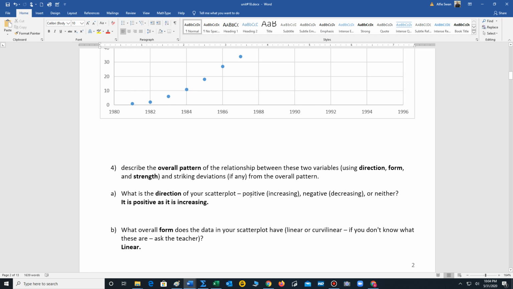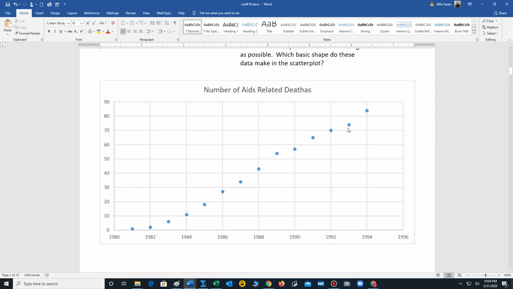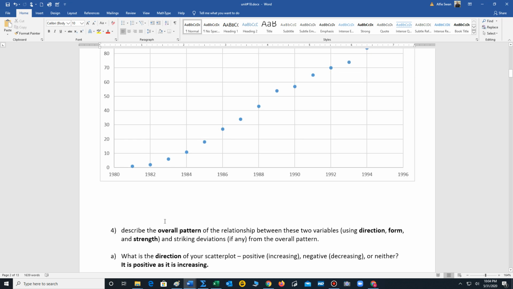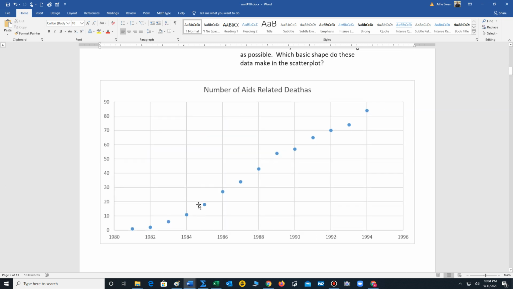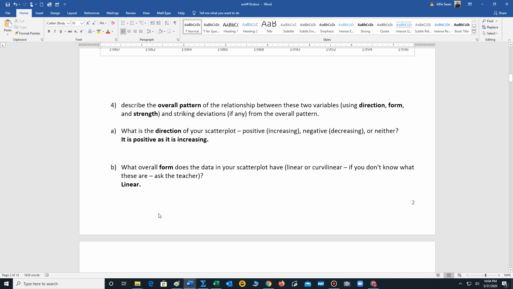Well, the direction, is it positive increasing, negative decreasing, or neither? Well, in this case, the points are increasing. As time goes on, the deaths are increasing. So we say that the pattern is positive, meaning it has a positive slope. That's going to be the direction of our pattern. The form, is it linear or curvilinear? Well, it's linear, because linear just means it has the shape of a line, and as we can see, we do have a linear shape for this data set. So that's our form.